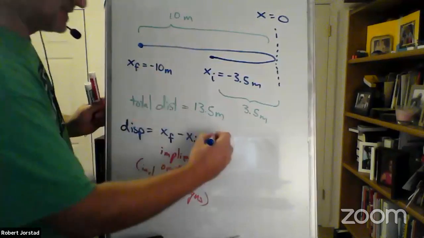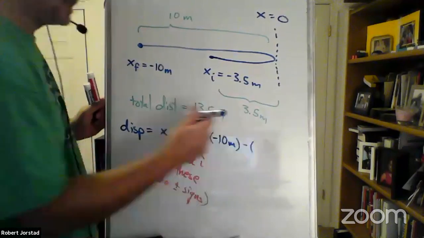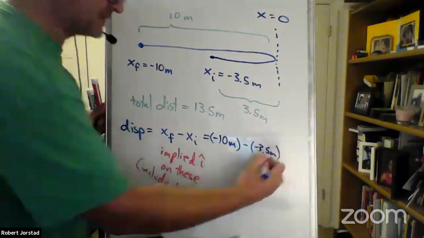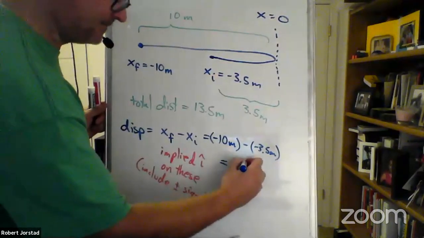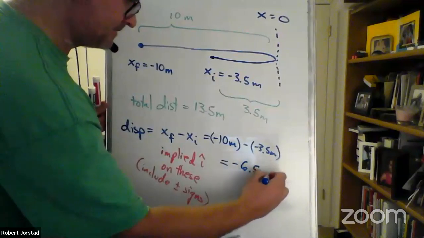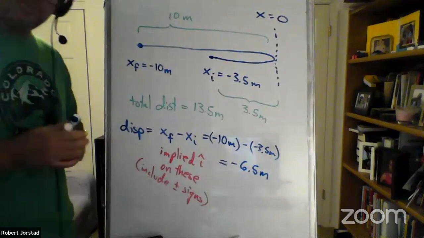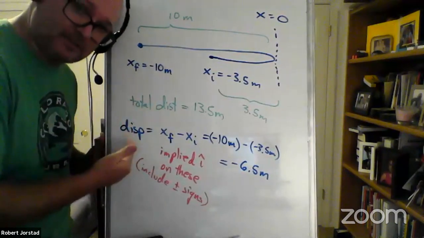x final is negative 10 meters minus negative 3.5 meters, which is going to be what? Negative 6.5. Hopefully I didn't screw that up. But the idea here is I do want to point out that distance is not just the absolute value of displacement.